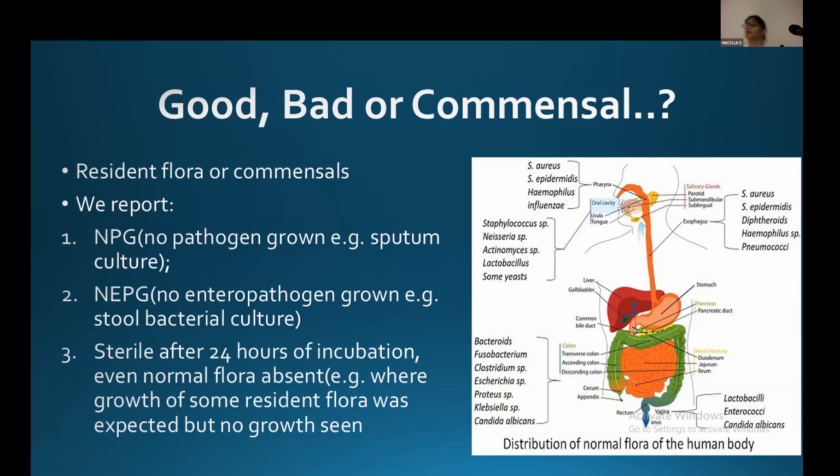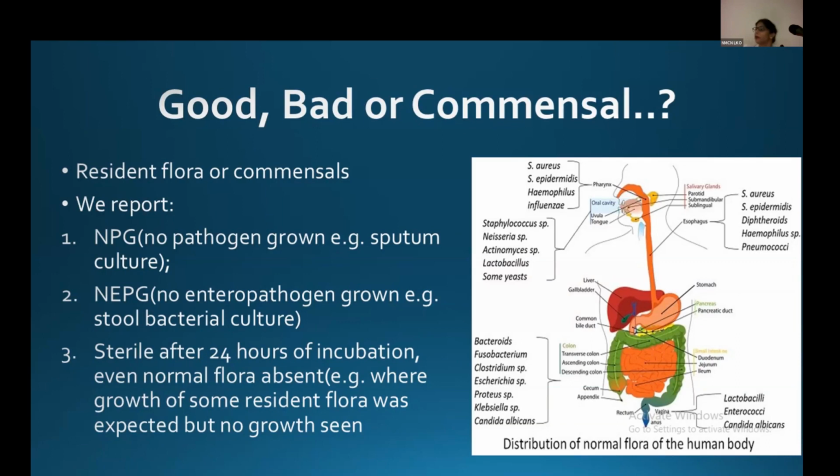Then in stool bacterial culture also, you must have come across an NEPG report. NEPG means no enteropathogen growth. That means no bacteria which can be a pathogen in the gut has been observed. And there are certain scenarios where even normal flora is absent. So we report it as sterile after said hours of incubation, and even normal flora is absent.